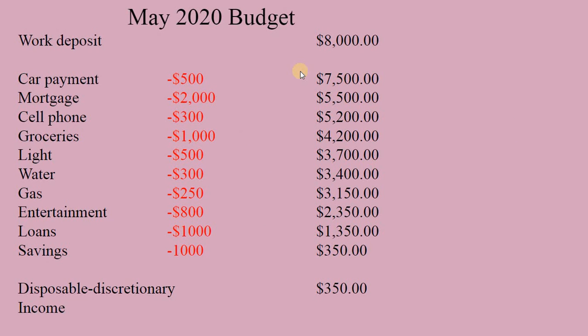Here's an example of a budget. Okay, so this is a budget for May. So this is the work deposit. This is how much money I put in the bank. And this is an example.